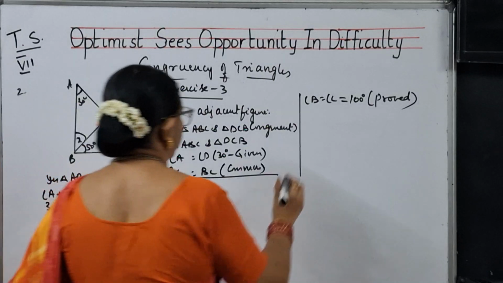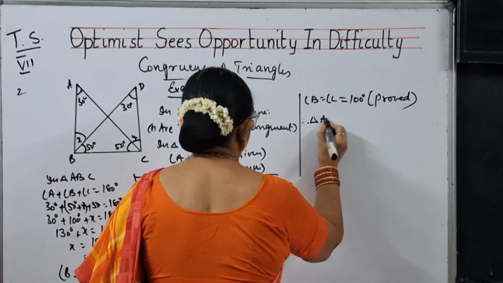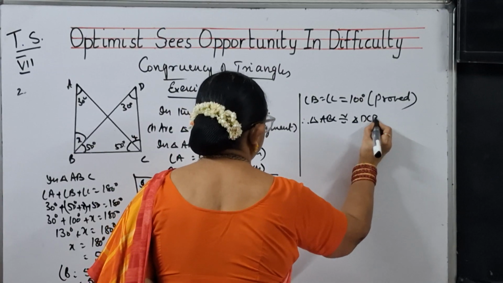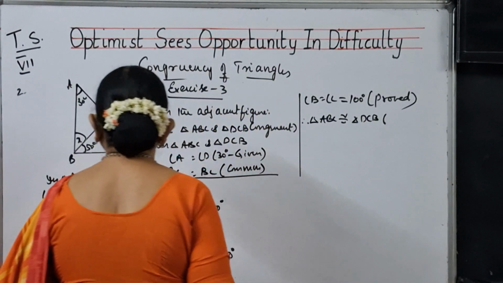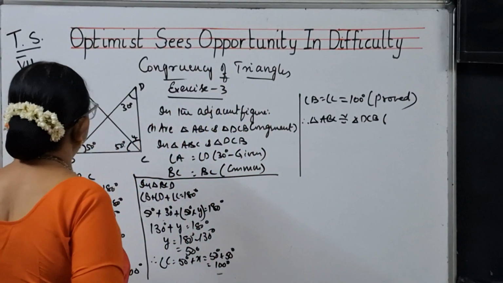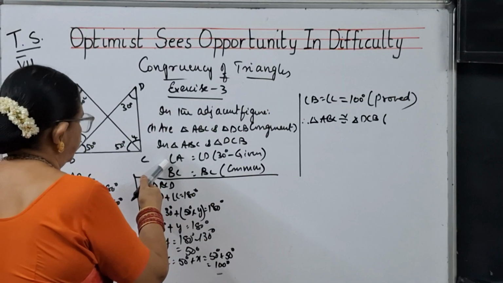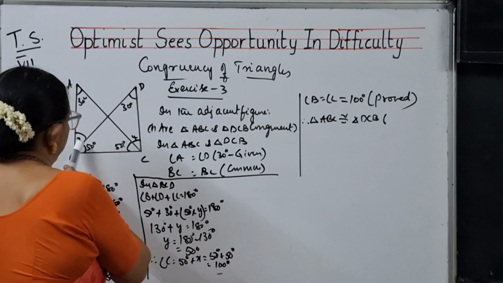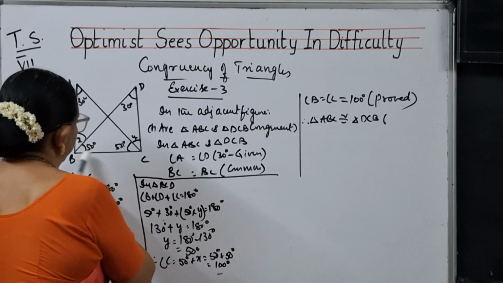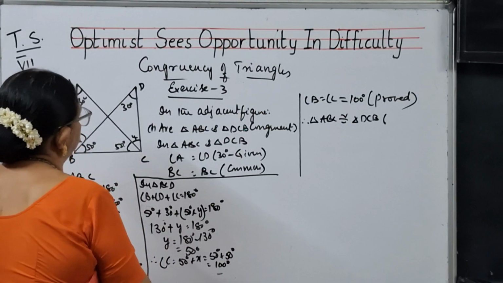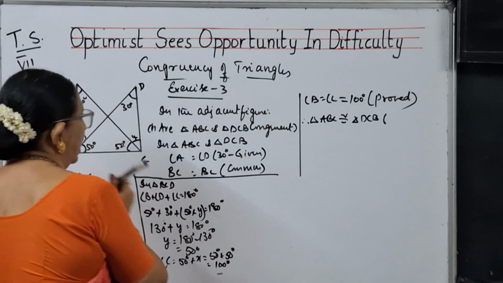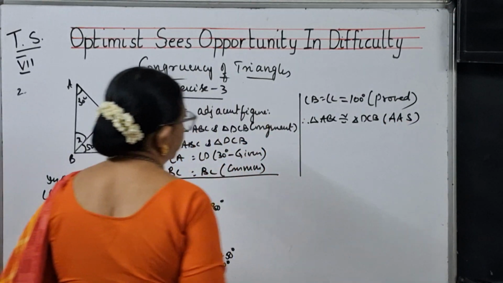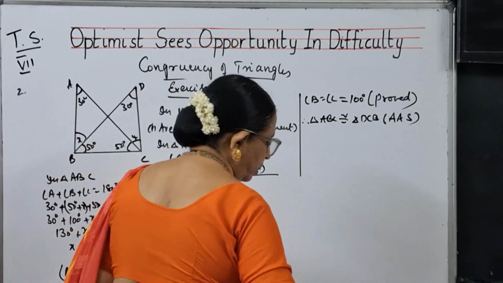Therefore, we will be saying that triangle ABC is congruent to triangle DCB basing on what property, children? We have done angle A is equal to angle D, angle B is equal to angle C, BC is equal to BC, common. So the angle side property you can use to prove that. Children, I hope I am clear.